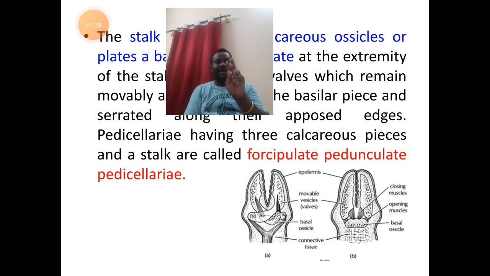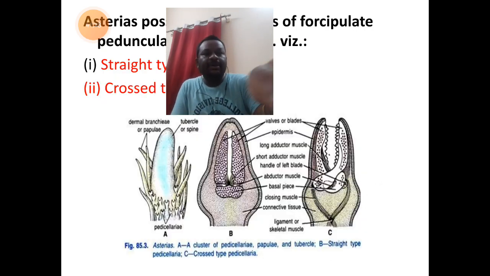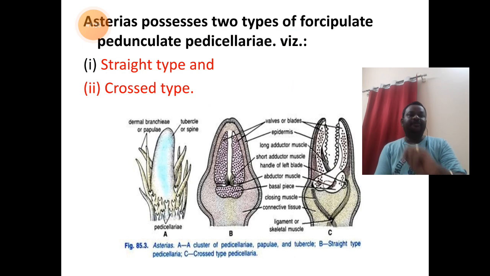Forcipillate because they have 2 pointed projections. Pedunculate because they are attached. Pedicellariae: we find 2 types of these based on the arrangement of valves or jaws. One is the straight type, the second one is the cross type.